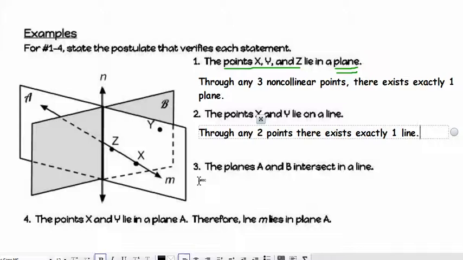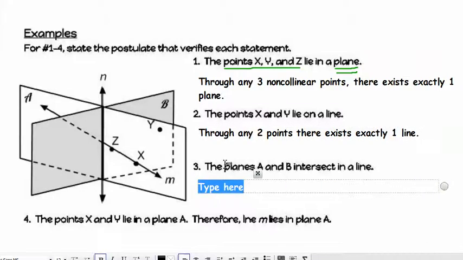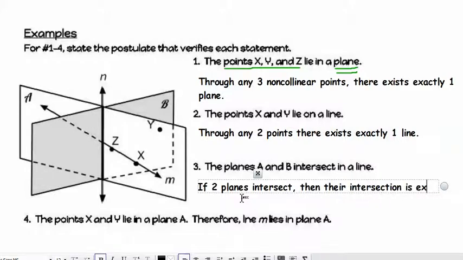For number 3, it starts with a statement about two planes intersecting and ends with something about a line. So here, if two planes intersect, then their intersection is exactly one line.